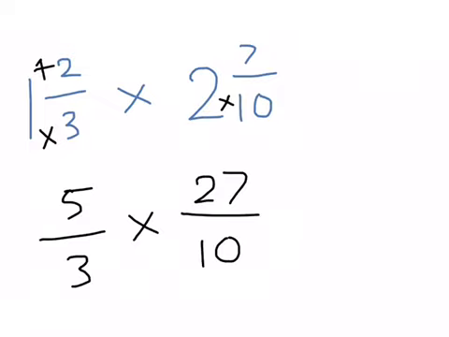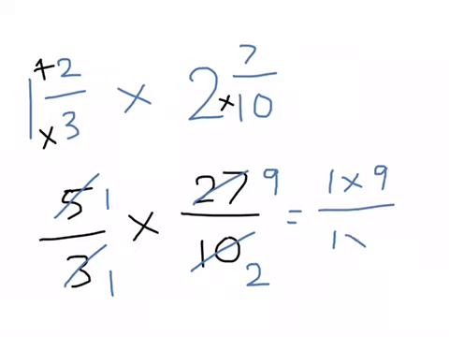Top and bottom, there's probably nothing I can do there. If we look diagonally, 5 and 10, 5 goes into 5 once, 5 goes into 10 twice. 3 and 27, 3 goes into 3 once, and 3 goes into 27 9 times. So I've got top times top, divided by bottom times bottom, which gives me a final answer of 9 over 2. Now 9 over 2 is fine, that's simplified. I don't need to change it into a mixed fraction or anything, I can keep it as 9 over 2.